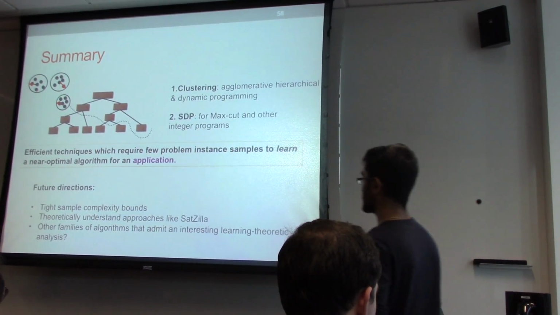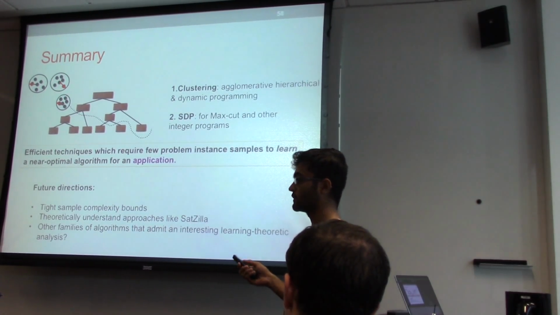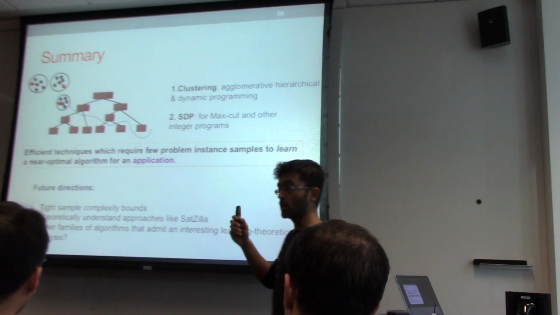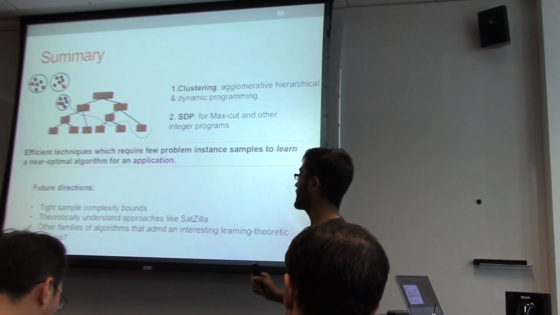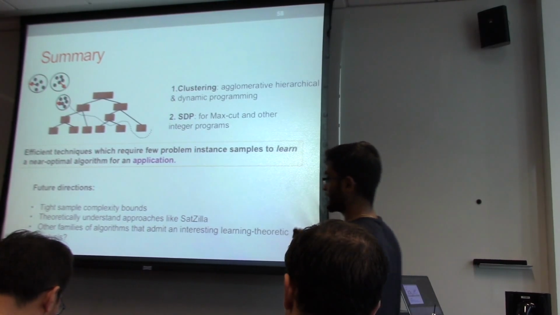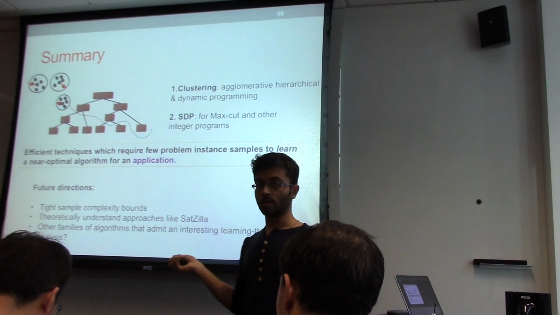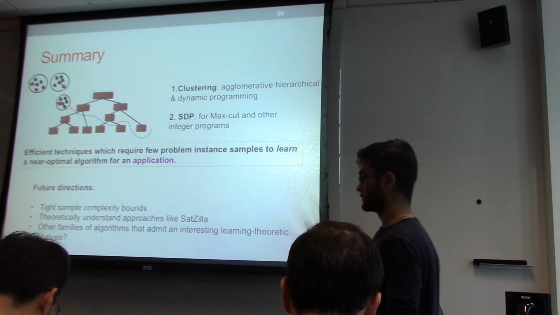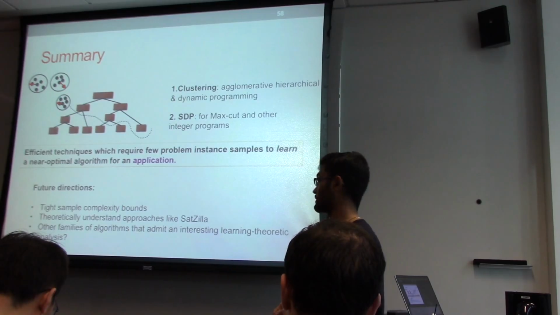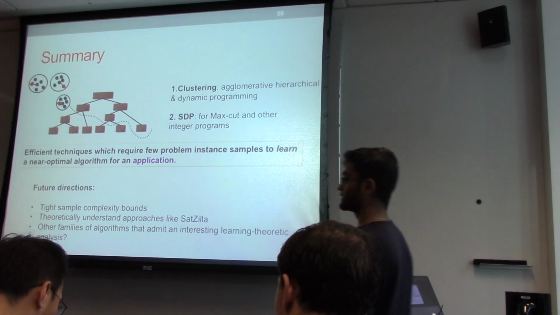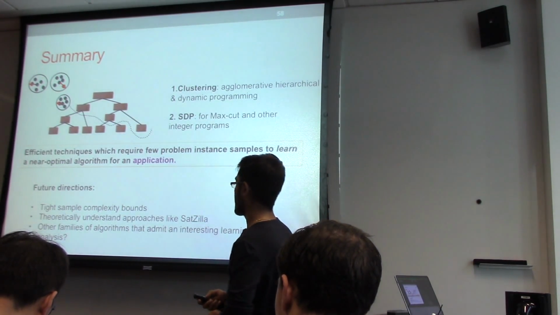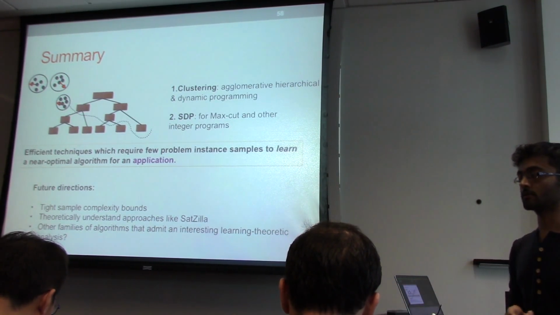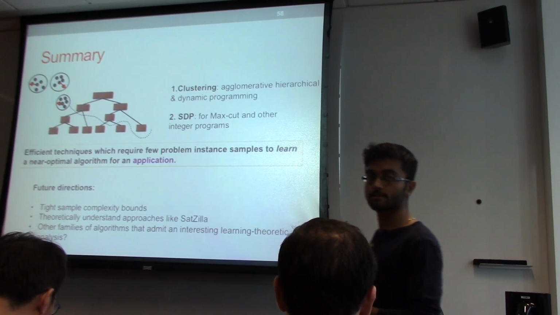There are a few future directions here. We proved these lower bounds on pseudo dimension. Can we also prove lower bounds on the sample complexity? We would also like to understand approaches like SATzilla, which you might be familiar with, where they use machine learning to select the best algorithm for a problem instance. And of course, are there other families of algorithms that are empirically used, where you want to understand how you can use learning theory to find the best algorithm from the class.